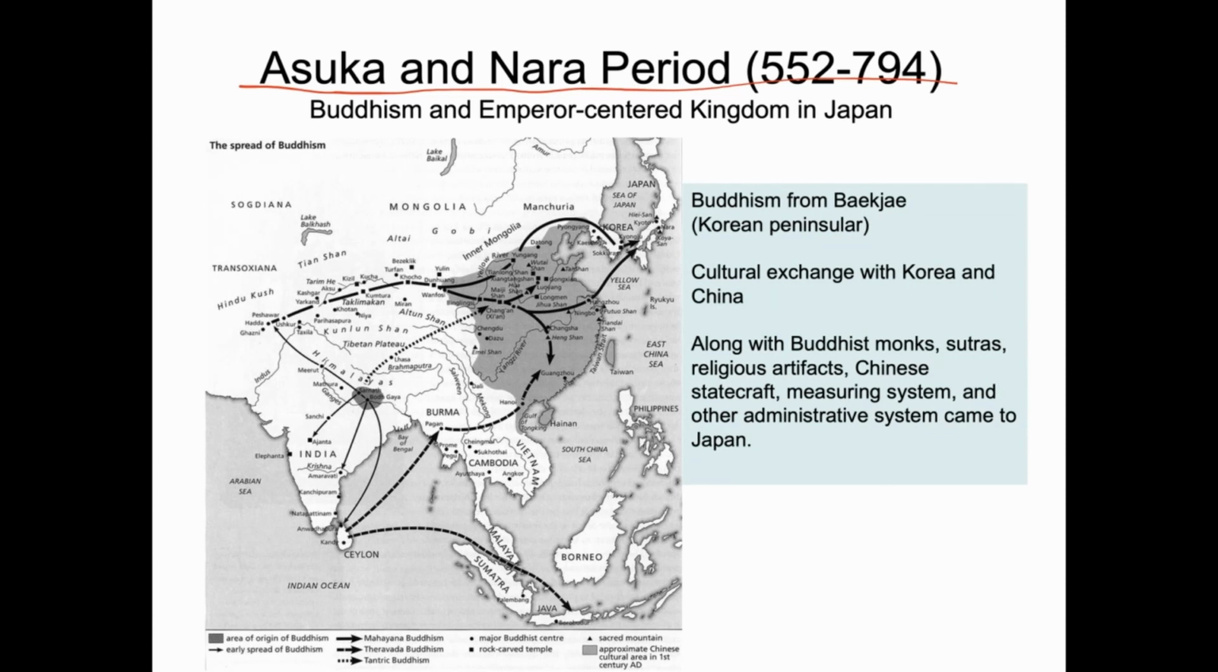And why did they want to receive Buddhism and make it a national religion? Because along with Buddhism, they also received advanced Chinese civilization, such as the measuring system, administrative system, legal system, or other types of cultural elements. That's why Japanese people were very eager to be part of this Buddhist world, the International Buddhist Association.